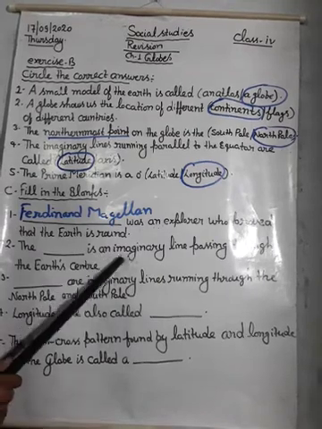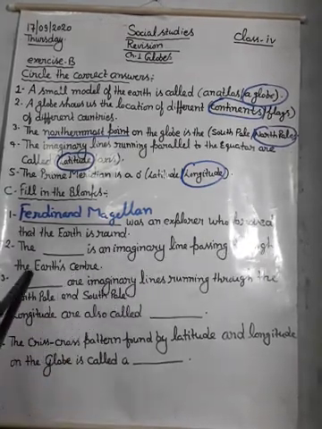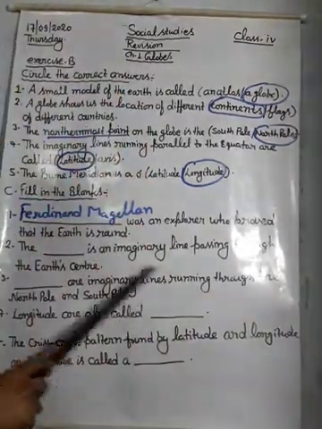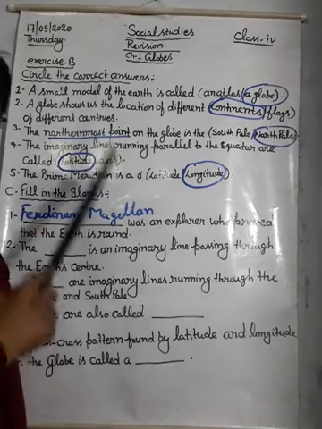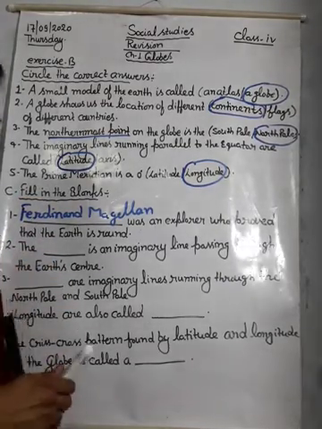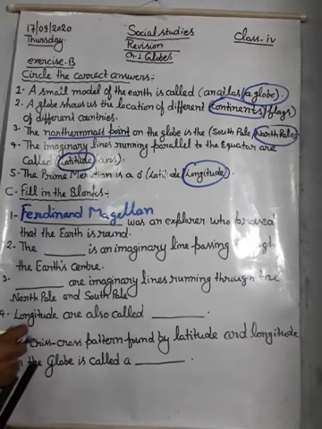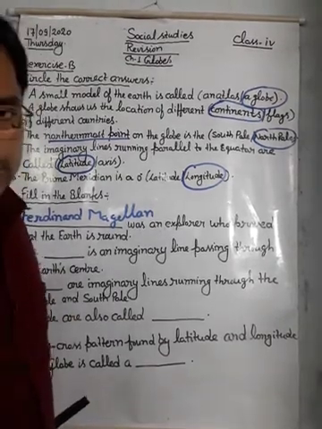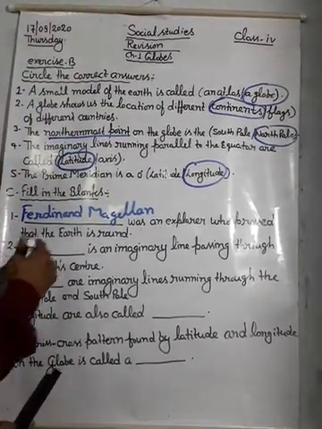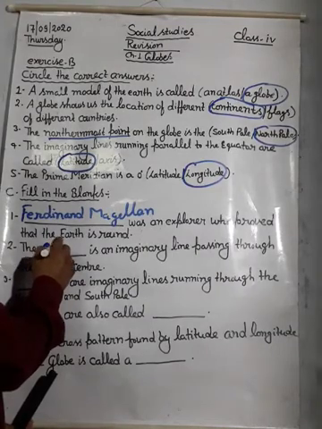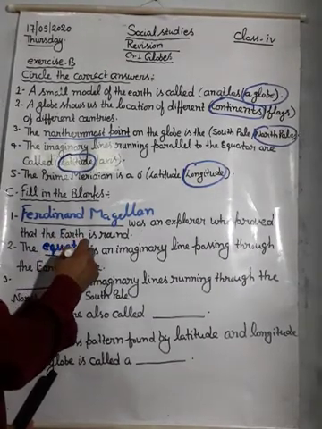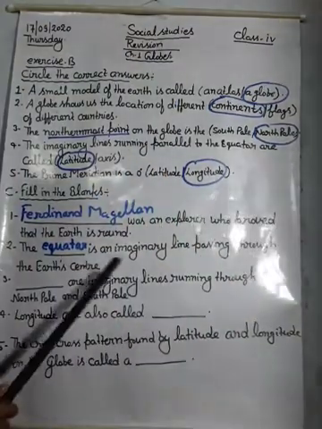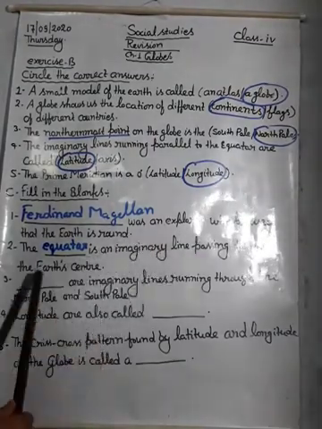The dash is an imaginary line passing through the earth's center. Which line passes through the earth's center? Guess. Yes, equator. The equator is an imaginary line passing through the earth's center.